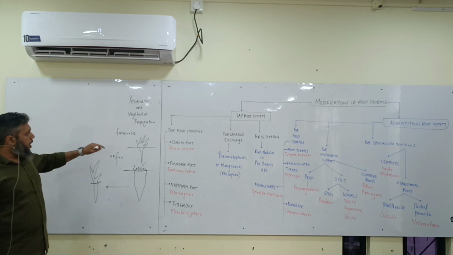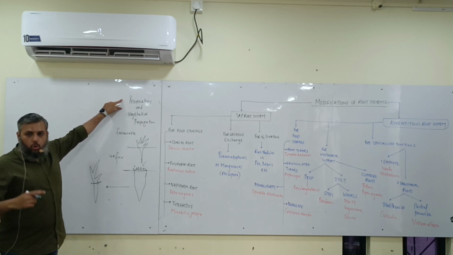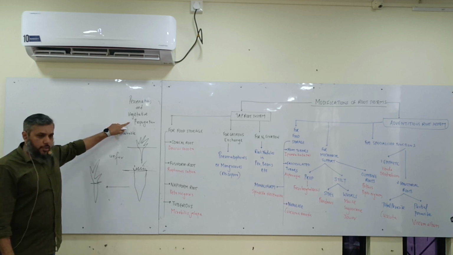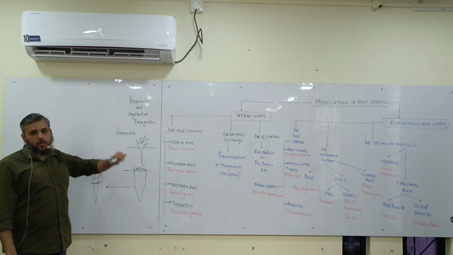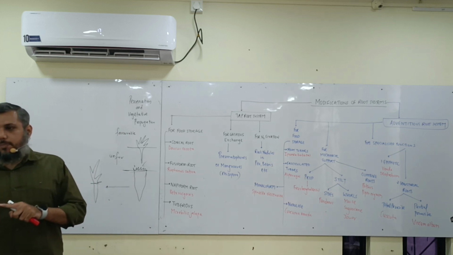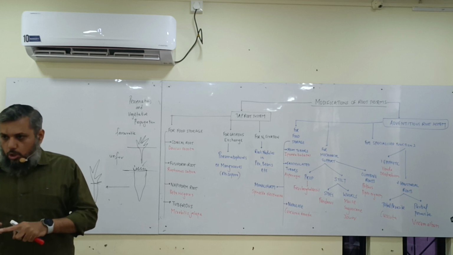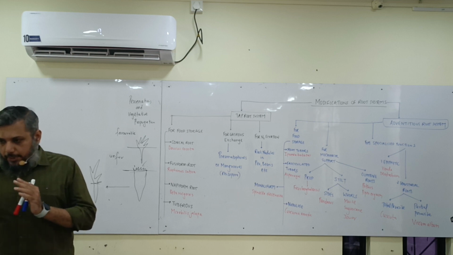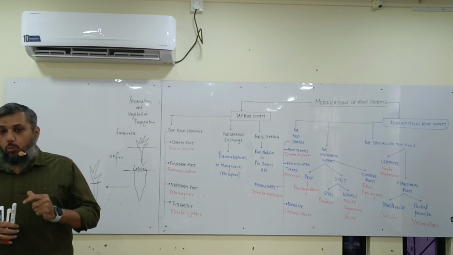So can I say, it has helped the plant to overcome unfavorable conditions? That is called perenation. And with the return of the favorable conditions, it has resulted in the formation of a new plant that is called as vegetative propagation. So why does a carrot or a sweet potato or a potato produce all these structures? So that it will help that particular plant to overcome the unfavorable conditions.